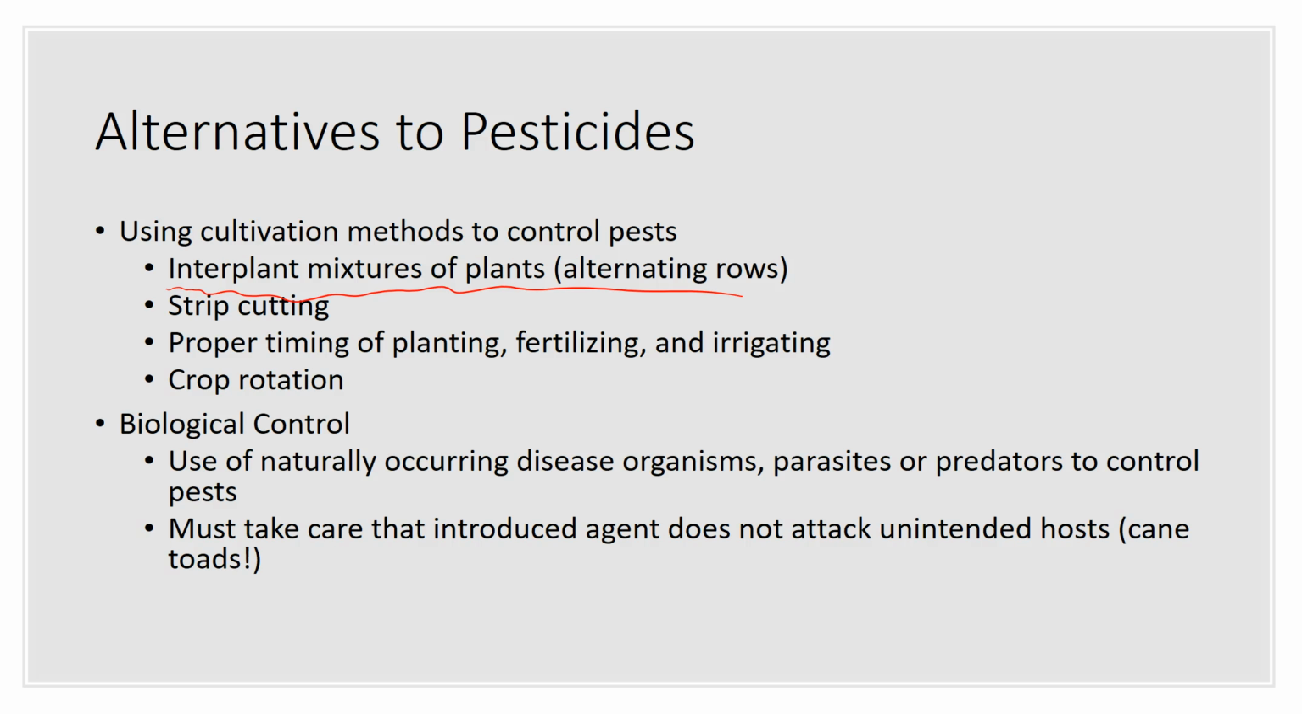Proper timing of planting, so we could try to make sure that we don't plant so that we coincide with reproductive cycles of insects. Rotation does much of the same thing as interplant mixing, okay? And then, of course, bringing in biological controls, okay? But we must take care that the introduced agent does not attack unintended hosts, like the cane toads, right? We want to try to bring in probably native predators. So around here, bringing in ladybugs or mantises or letting the spiders hang out, right, can help do that for us. Okay, so those are alternatives.